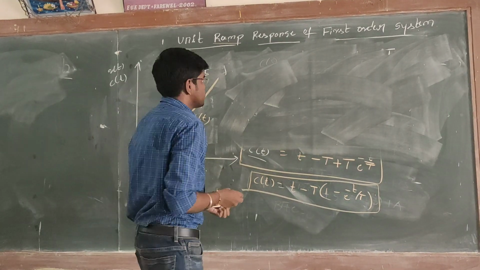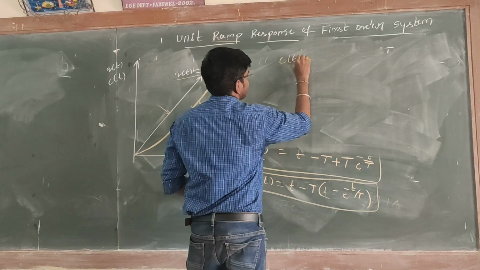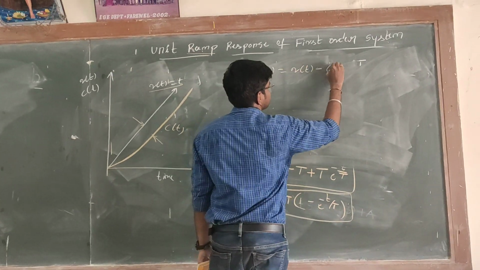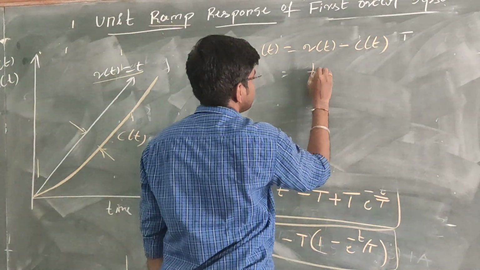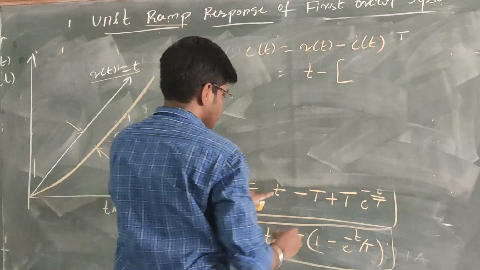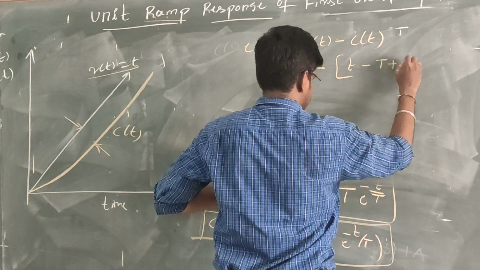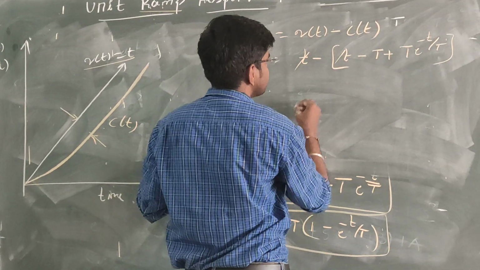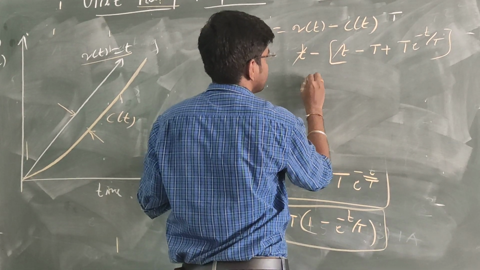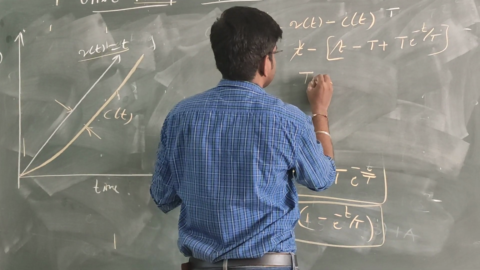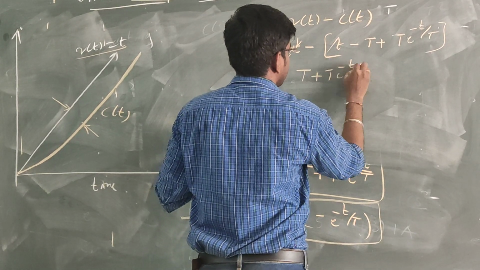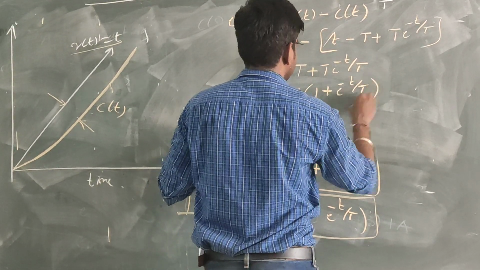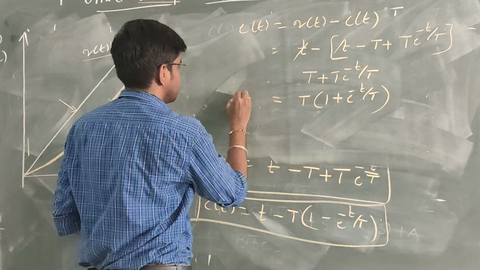Okay, so the error is given by E of t equals the difference between the input and the output. So input is R of t and output is C of t. Ramp input is applied, it's t. Minus C of t, which is t minus T plus T into e raised to minus t by capital T. So this t and this t will get cancelled, and the remaining term is T plus T e raised to minus t by capital T. So it will be T into bracket 1 plus e raised to minus t by capital T. Okay, so this is the error signal E of t.